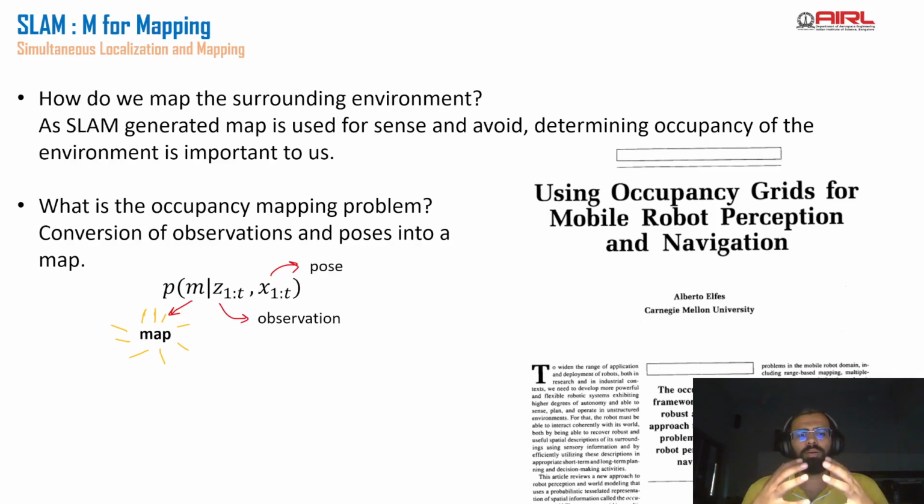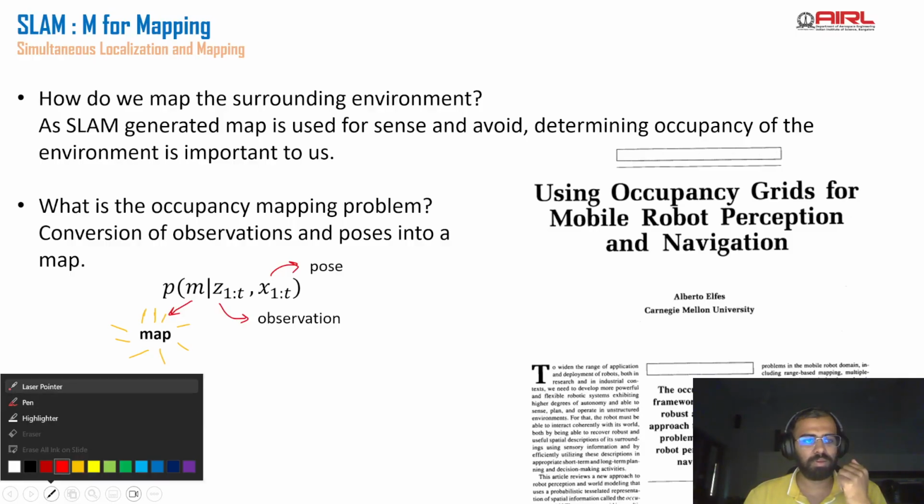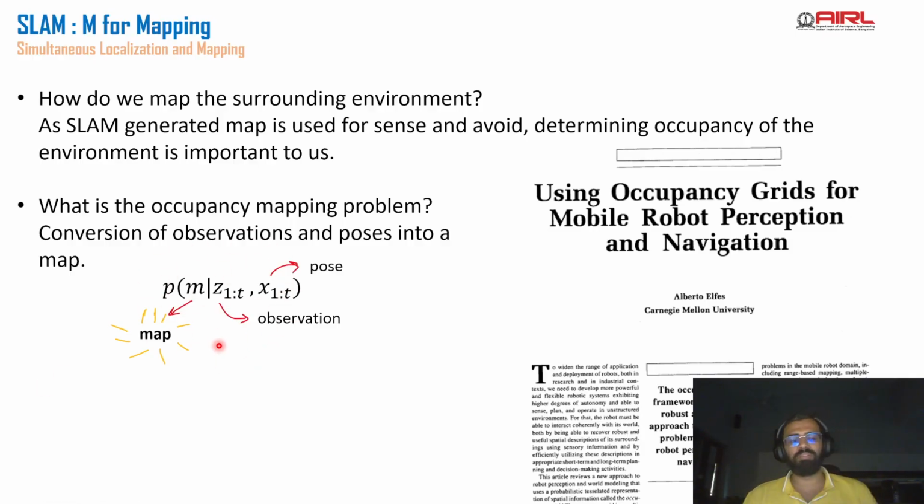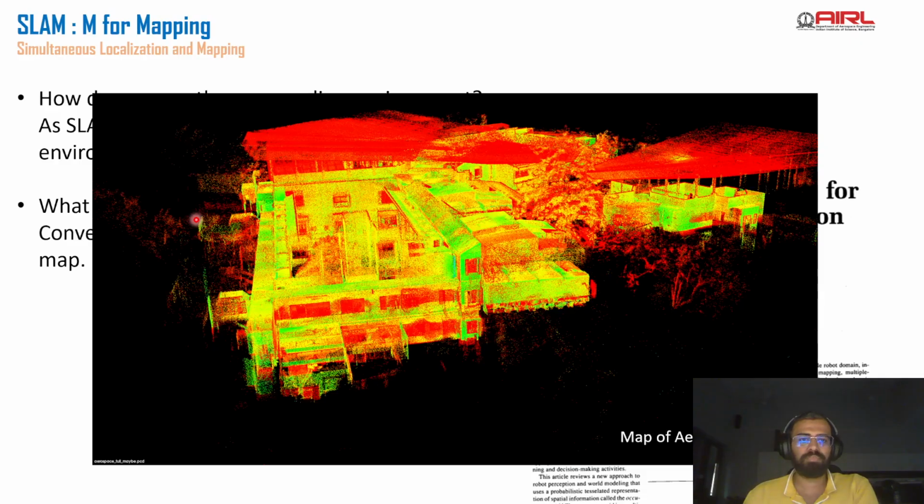So the occupancy mapping challenge, or the problem statement which we have with us, is: given a set of poses, and given a set of observations during those poses, correlated observations with correlated poses, I need to make a map, right? So this probability which you see on the left side is the thing which we want to calculate, right? And how would it look like?